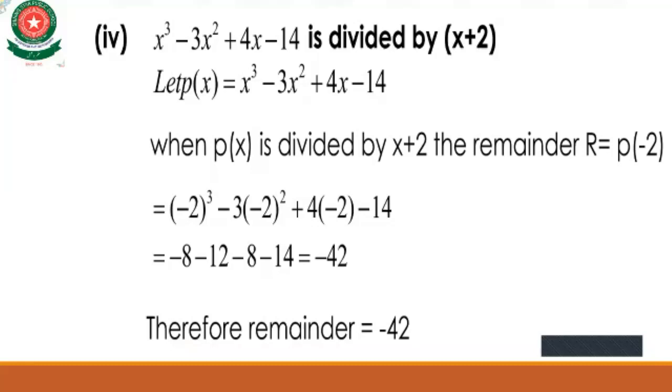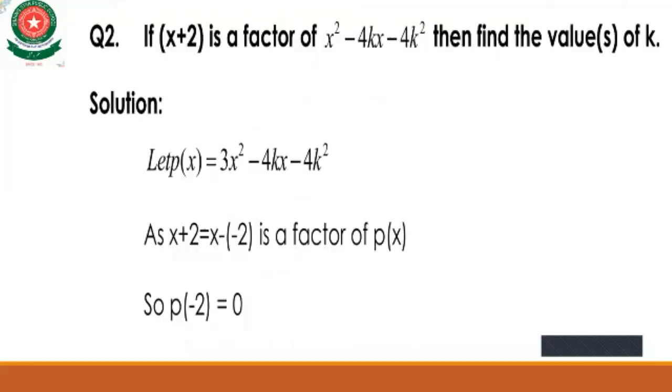Let's move to our next question: if x plus 2 is a factor of the given polynomial, 3x square minus 4kx minus 4k square, then find the values of k. We have to find the value of k. Here x plus 2 is the factor of the given polynomial.